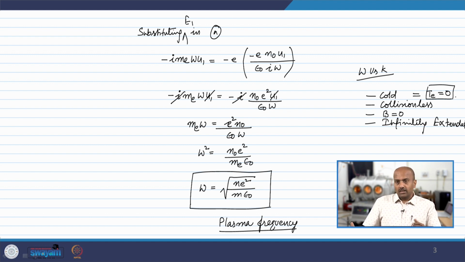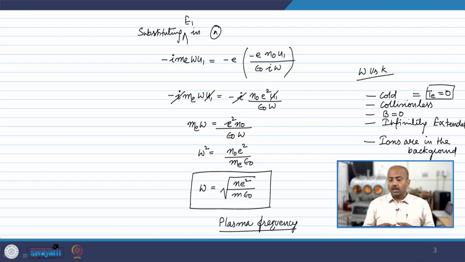So, when you say that, the electron is completely dependent on the electric field, or the electron's motion is completely guided by the electric field, and collisionless. So, there are no collisions in the plasma, so there is no momentum transfer happening between the electrons and the ions. And in addition to all this, we have also assumed that ions are in the background. So, we constructed a picture in which the ions are at rest because of their large mass, and they are not moving anywhere. It is the electrons which are trying to oscillate.